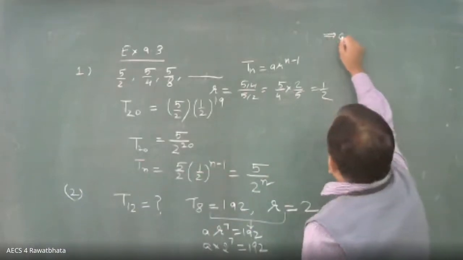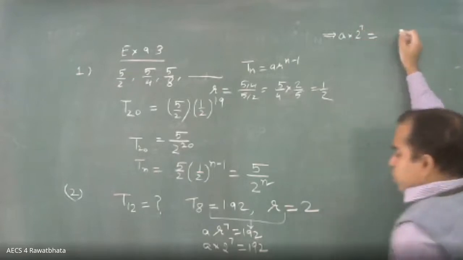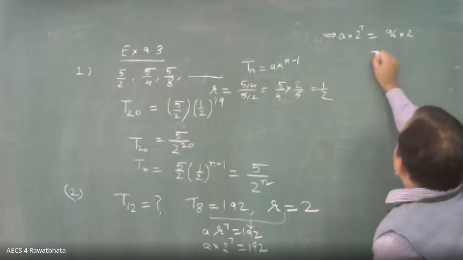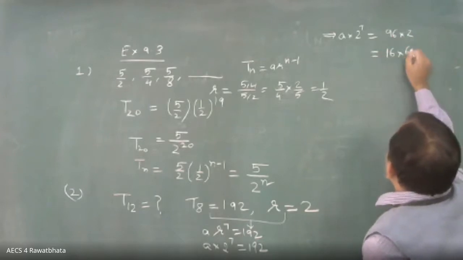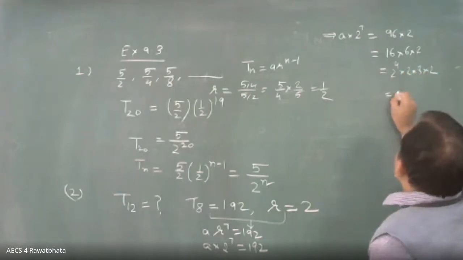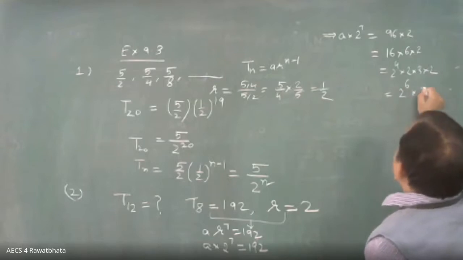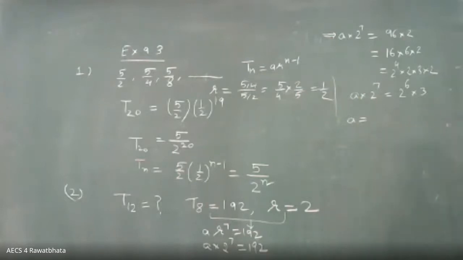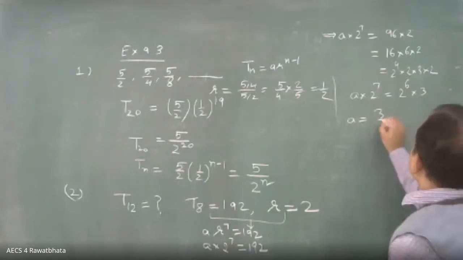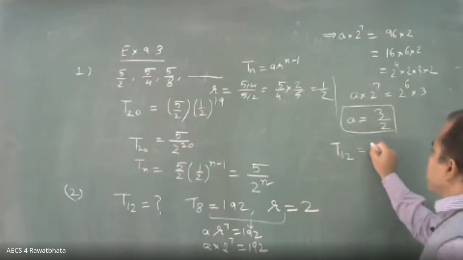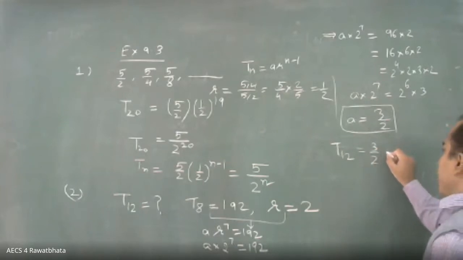192 is double of how much? 96. 96 into 2. 16, 6 terms. 2 raised to power 4 into 2 into 3 into 2, that is 2 to power 6 into 3. And here I get my A: A is 3 by 2. Then term 12 can be calculated: A into r to power 11.